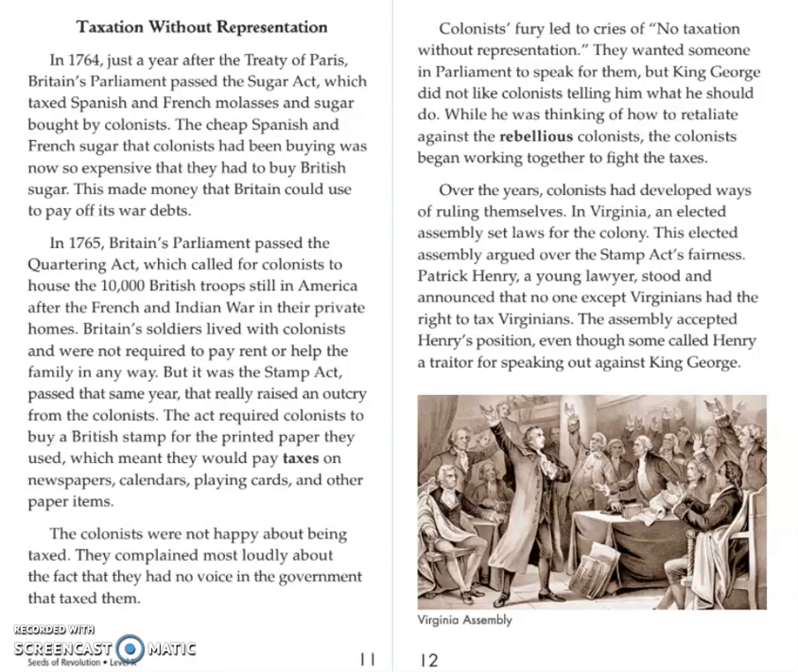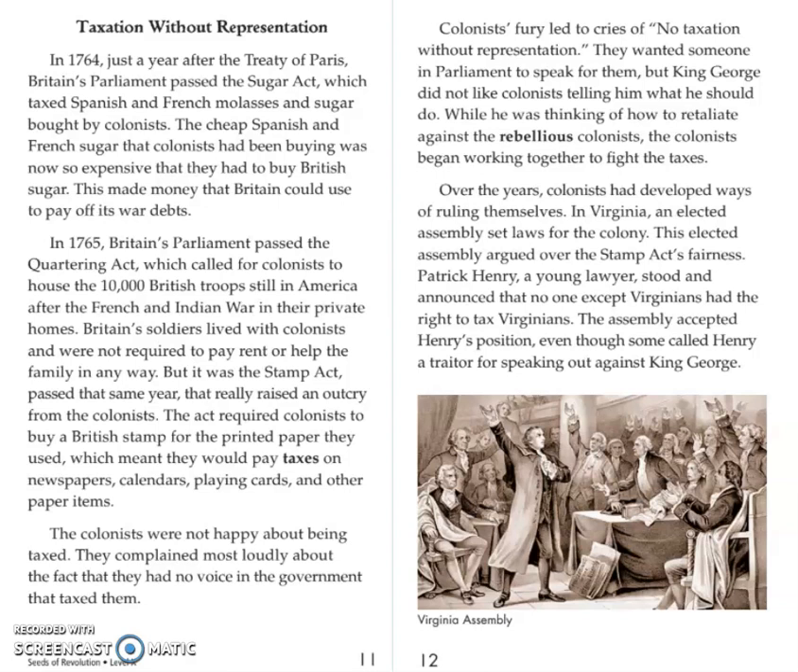In 1765, Britain's Parliament passed the Quartering Act, which called for colonists to house the 10,000 British troops still in America after the French and Indian War in their private homes. Britain's soldiers lived with colonists and were not required to pay rent or help the family in any way. But it was the Stamp Act, passed that same year, that really raised an outcry from the colonists.